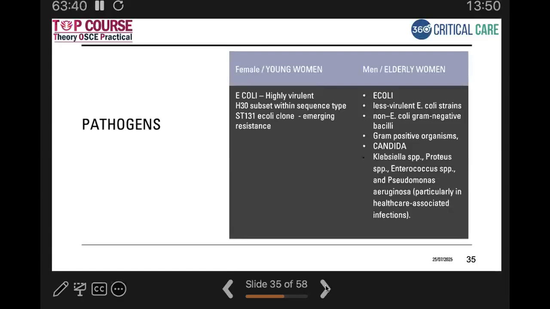Okay, and here the common organism in the young population is E. coli, and we tend to see it in the elderly population as well. Especially it is caused by E. coli, less virulent E. coli strains, and gram positive organisms. If it is immunocompromised or catheter related, then fungus is also common, Candida is also common, and other gram negative organisms like Klebsiella, Proteus, and Pseudomonas. And an important gram positive organism is Enterococcus.